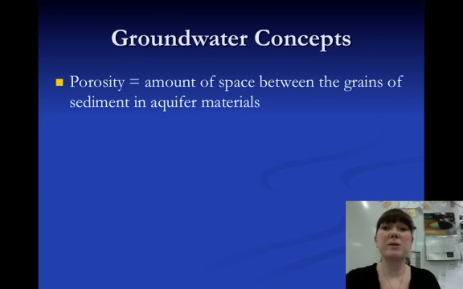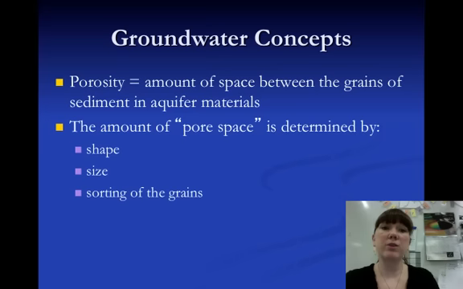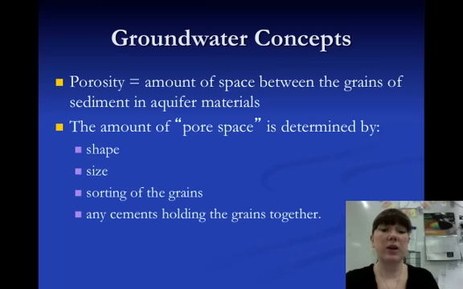Porosity is the amount of space between the grains of sediment and aquifer materials, and this can be between unconsolidated or consolidated materials. The amount of pore space is determined by a few different things: the shape of the particles, the size of the particles, how the grains are sorted, and also what kinds of cements are holding the grains together. The greater the pore space or empty space in a rock, the more porous we say that the material is.